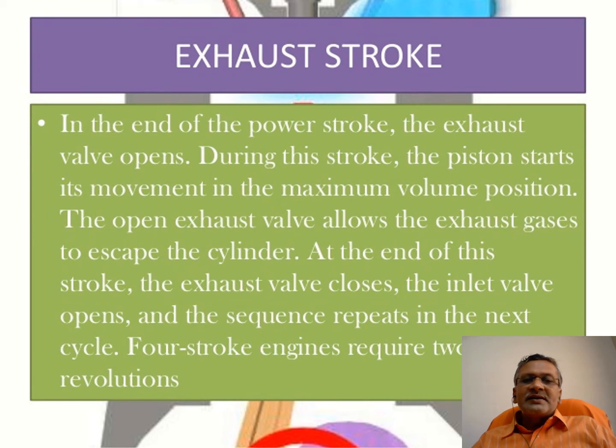Exhaust stroke, that is. At the end of the power stroke, the exhaust valve opens. During this stroke, the piston starts its movement from the maximum volume position. The open exhaust valve allows the exhaust gases to escape the cylinder. At the end of this stroke, the exhaust valve closes, the inlet valve opens, and the sequence repeats in the next cycle. A four-stroke engine requires two revolutions.